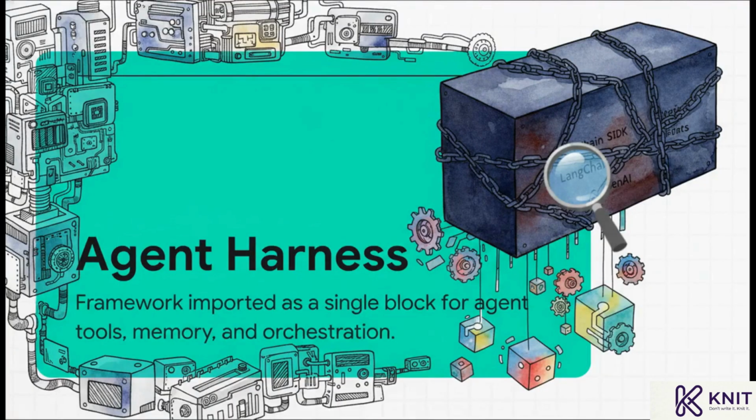To truly understand the trap, we kind of need to look at what we're actually dealing with. An agent harness is basically your engine room. It's the framework you adopt to provide tools, memory, and orchestration for an AI agent. But traditionally, development teams don't build this themselves. They just pull it off the shelf. They import it as a single, indivisible block. Think about your standard LangChain or OpenAI SDK setups. You're getting the whole shebang as one giant, rigid bundle.